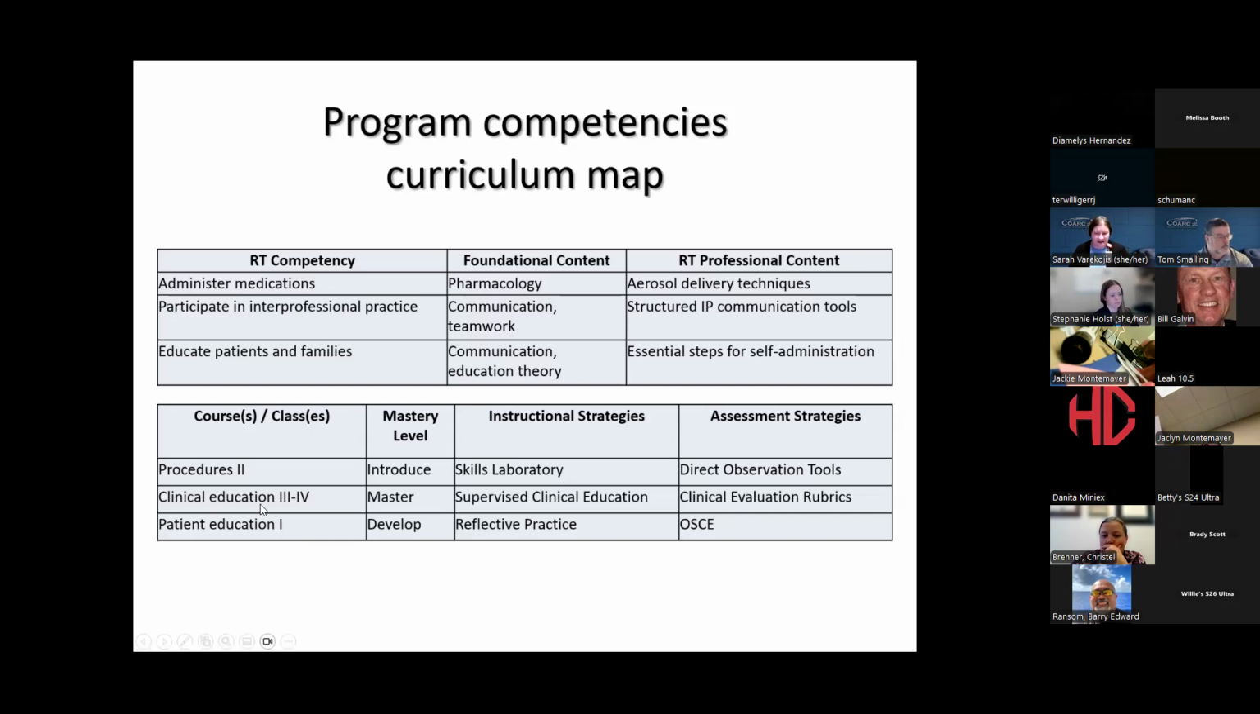And this maybe is something that I'm going to focus on in their clinical education courses, especially if you have a seminar that's associated with a clinical education course. And the level for this is going to be mastery, right?